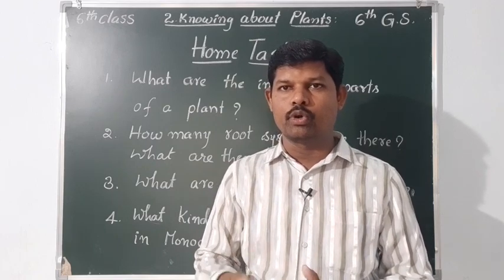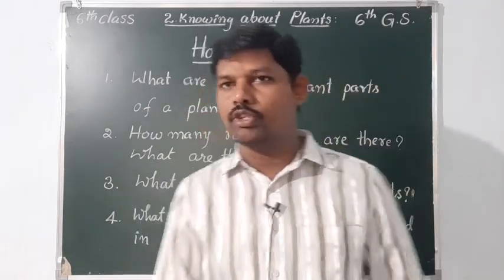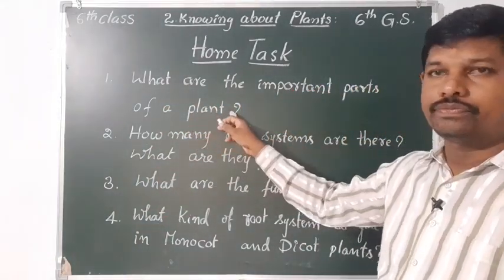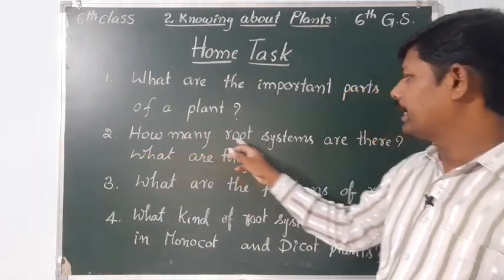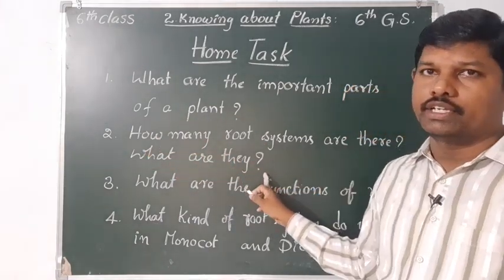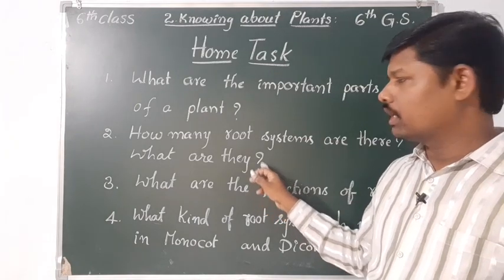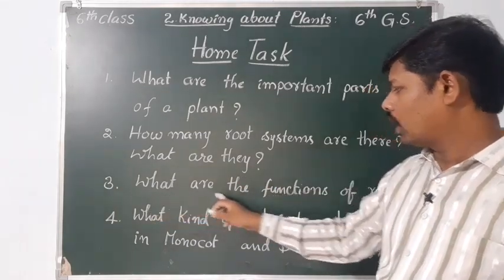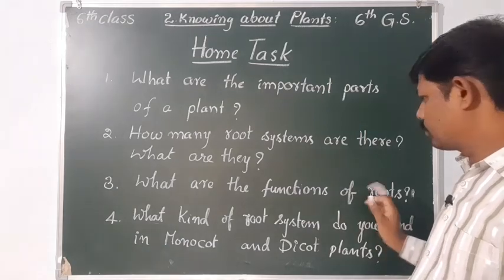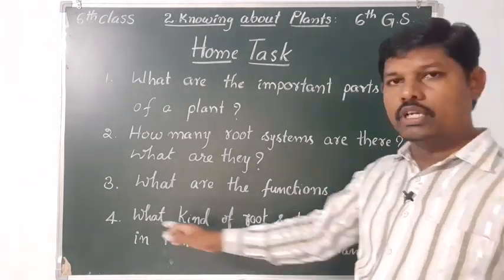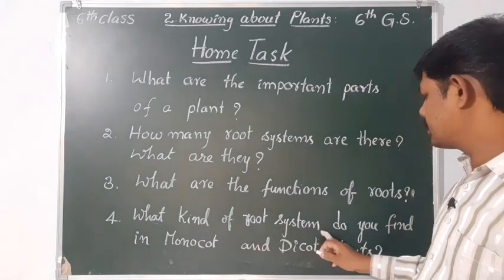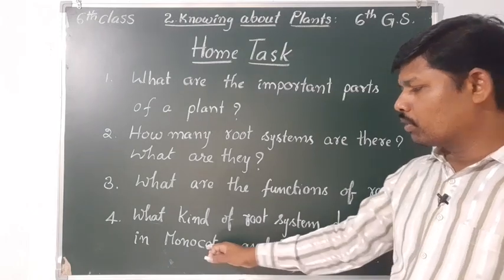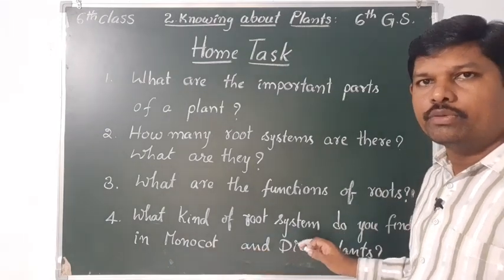Now it is time for the home task. What is the home task? First question: what are the important parts of a plant? And second, how many root systems are there and what are they? We have discussed root systems, so give their names. And third question, what are the functions of roots? And fourth question, what kind of root system do you find in monocot plants and dicot plants? Which root system do monocot plants have and which do dicot plants have?